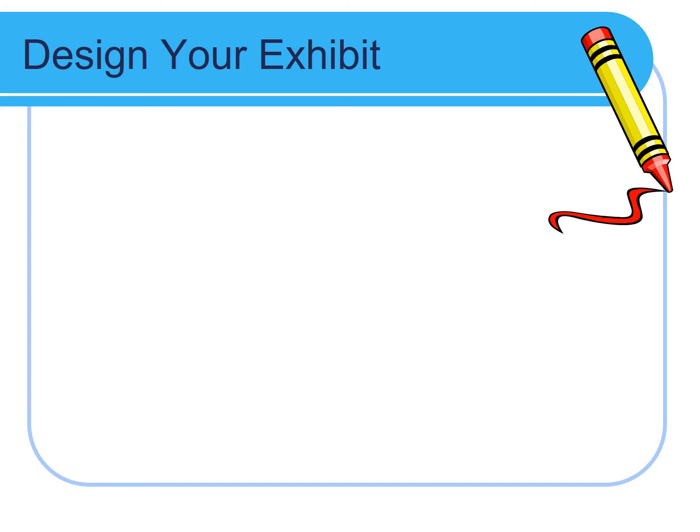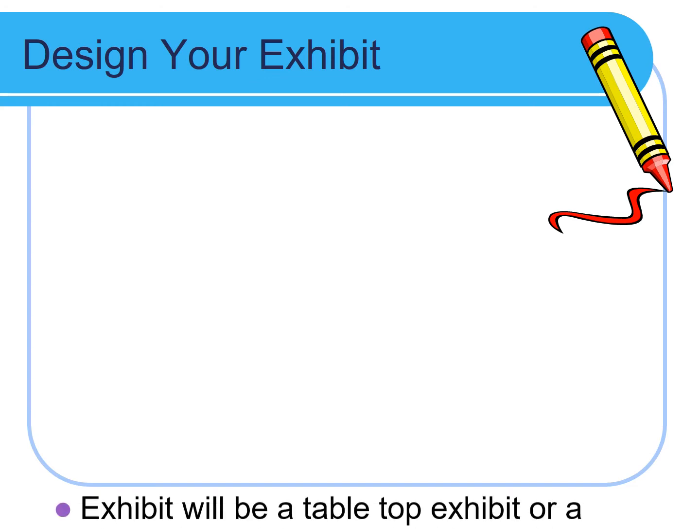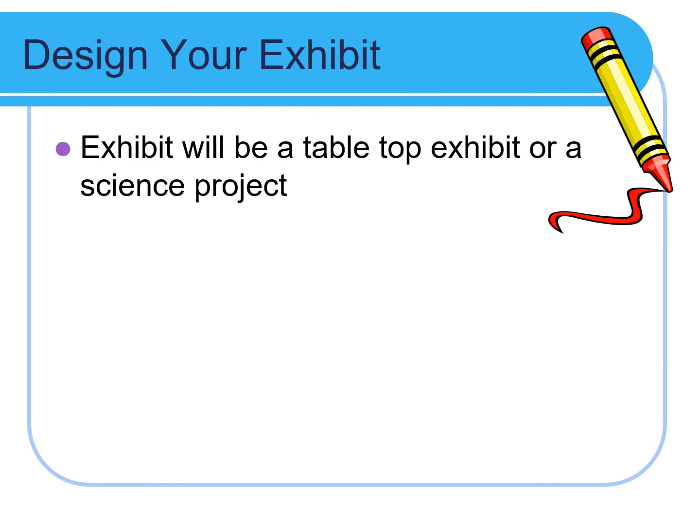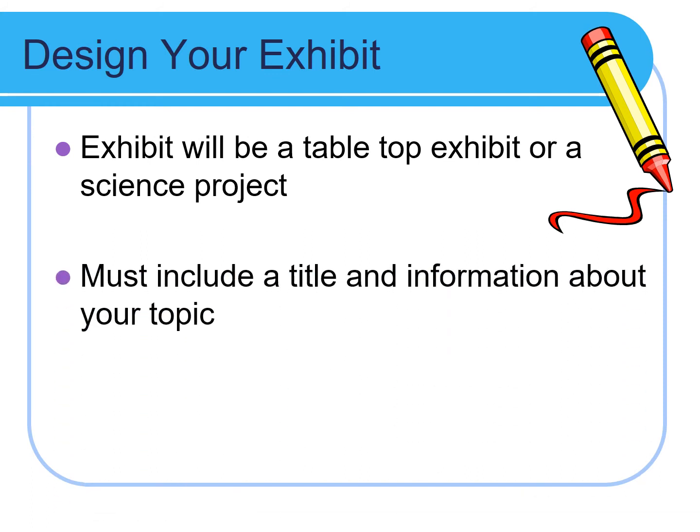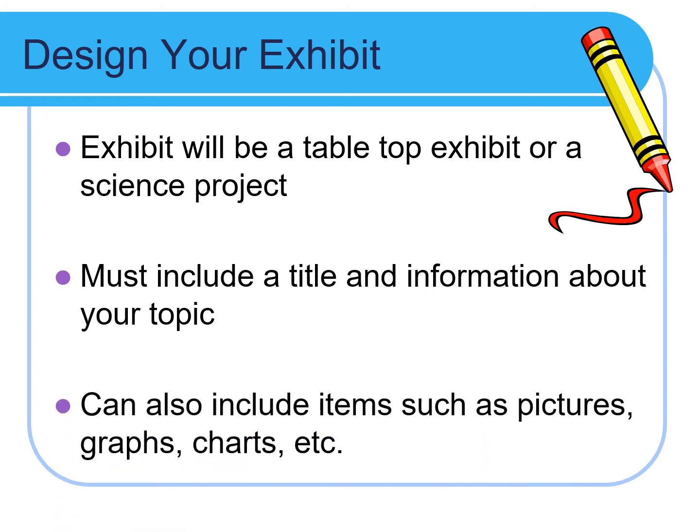As you design your exhibit, there are many things to think about. Your exhibit is a tabletop exhibit or a science project, meaning it is going to be set up on a table with limited space. Your exhibit must include a title and information about your topic. You can also include items such as pictures, charts, graphs, and other things that will help explain your exhibit a little bit better.